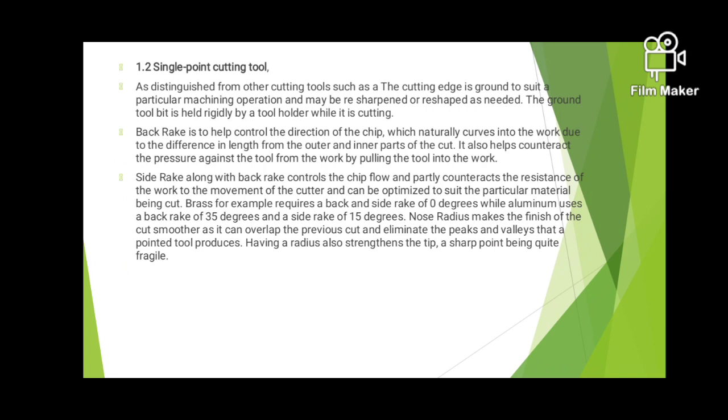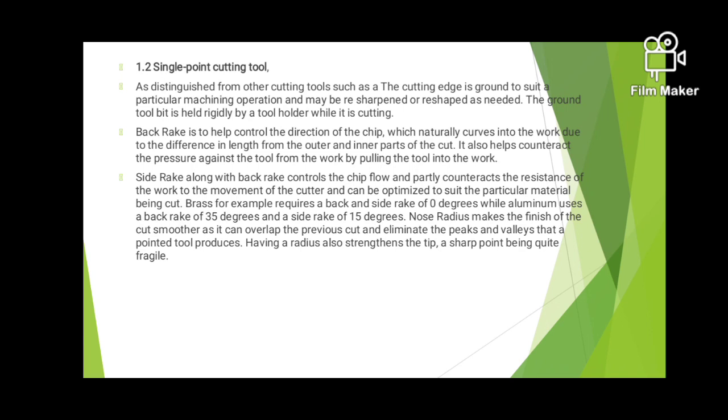A single point cutting tool, as distinguished from other cutting tools, has a cutting edge that is ground to suit a particular machining operation and may be sharpened and reshaped as needed. The ground tool is held rigidly by a tool holder while it is cutting. Back rake is to help control the direction of the chip, which naturally goes into the work due to the difference in length from the outer and inner parts of the cut.